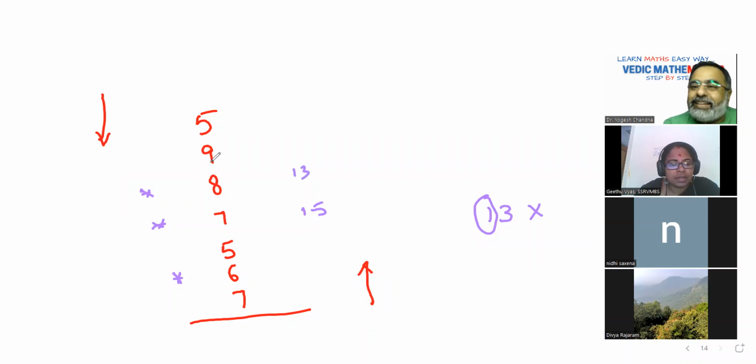3 plus 9, 12. Now 2 plus 5, 7. So I just put 7. Now I'll count the Shuddha. 1, 2, 3, 4. 47. So where do we generally make mistakes? 7 plus 6 is 13, 13 plus 5, 18, 18 plus 7.